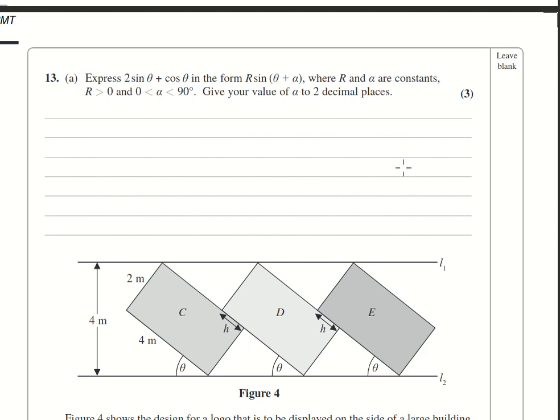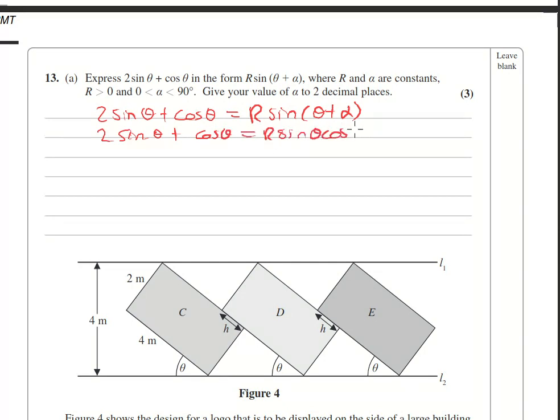Okay, so question 13 starts off fairly predictably. We've got 2 sine theta plus cos theta equals r sine(theta plus alpha). And really, you should always approach these in the same way. Write out the left-hand side again, no matter how tedious, but now use the compound angle formula: r sine theta cos alpha plus r, don't forget the r, cos theta sine alpha, and you're all good.